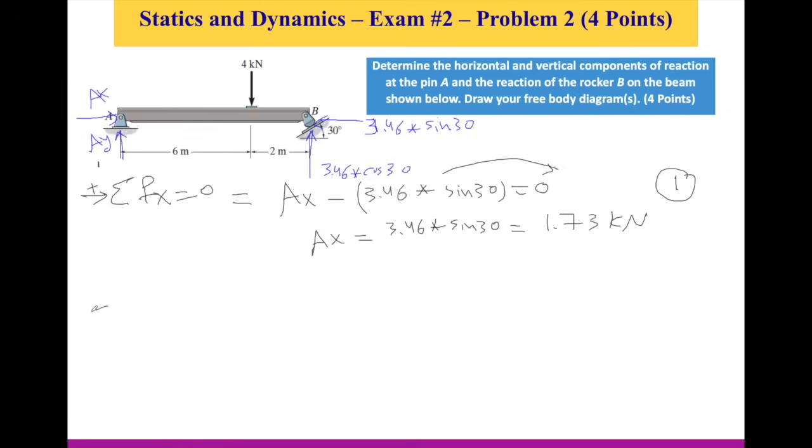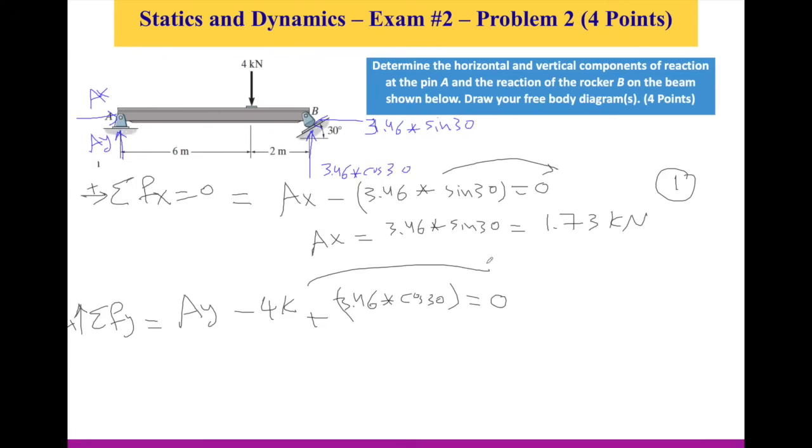Now let's do the summation of forces on the y-axis. Up is positive. What do I have on the y-axis? I have Ay positive. I have minus 4 kilonewtons. It's going down, that's negative. And then I have plus, going up, 3.46 multiplied by cosine 30, right? And all of these equal 0.